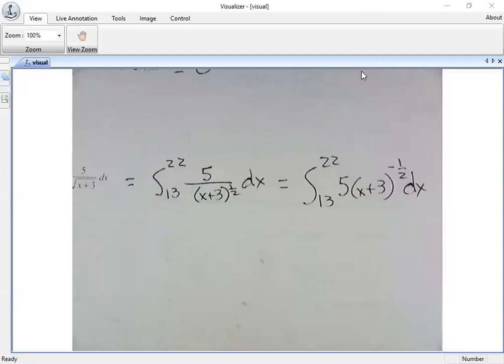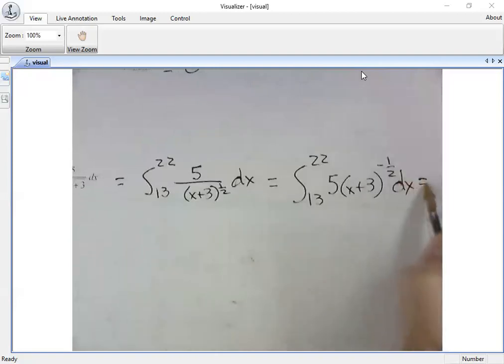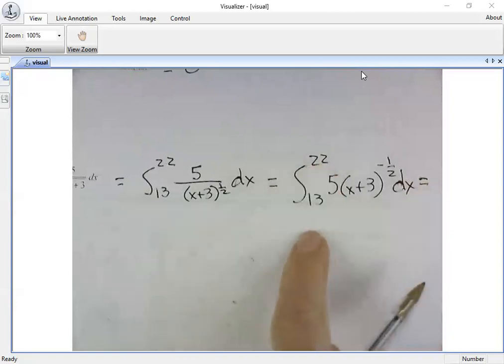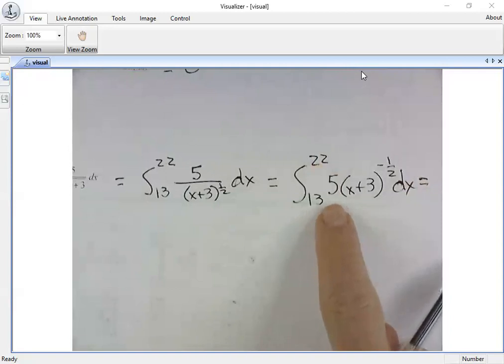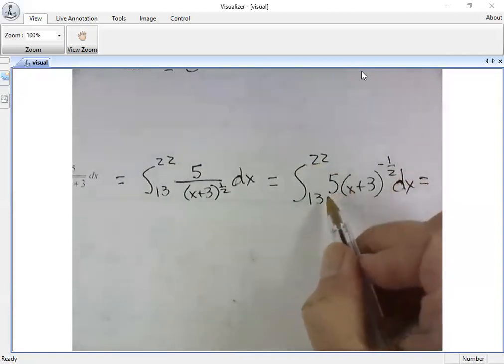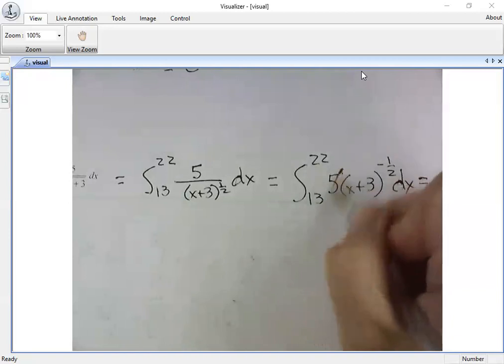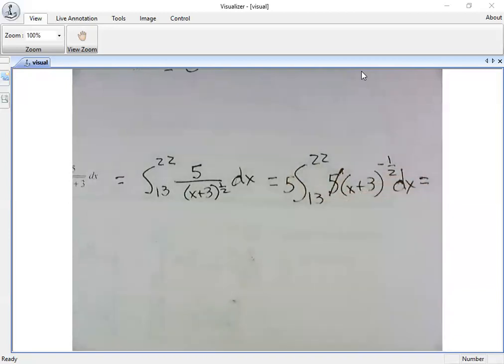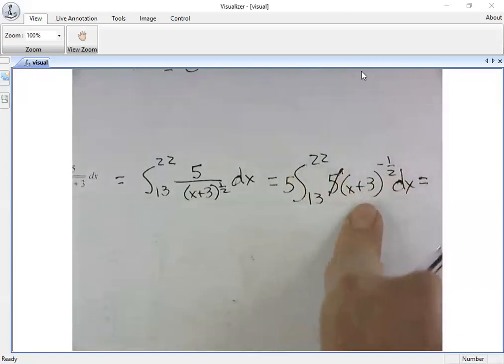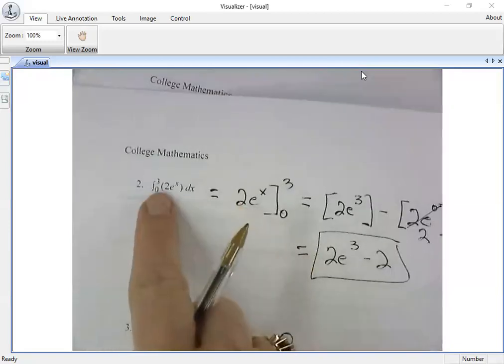Okay, is this now ready to integrate? Yes, it is. I've got the larger number on top, smaller on bottom. This is good to go. So what do I do with this 5? Oh, be careful. I can kick it out, can't I? It's just a factor. It's a scalar. So this 5 I could put in front of the radical if that helps me, because now the only thing I'm really integrating is the x plus 3 raised to the negative 1/2 power. You don't have to kick it out.